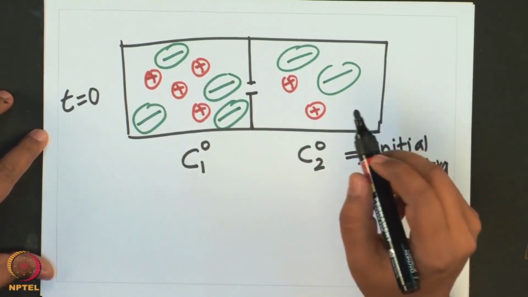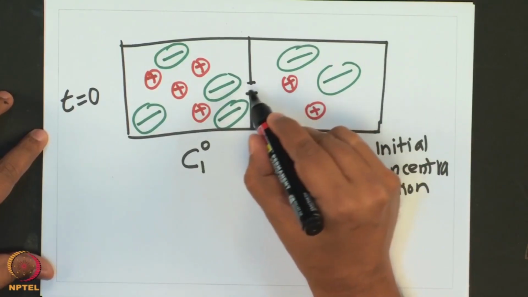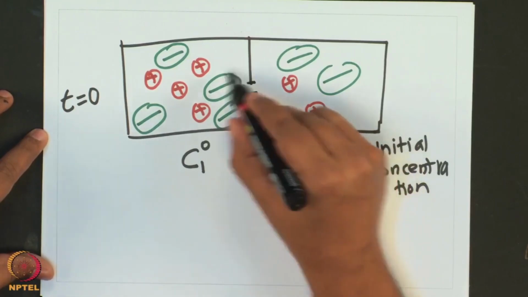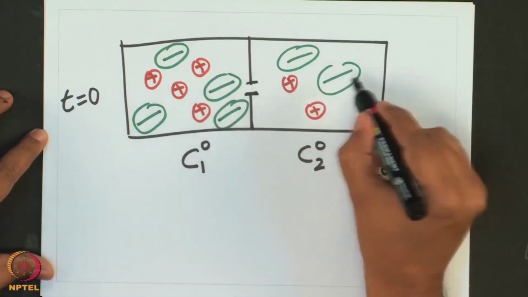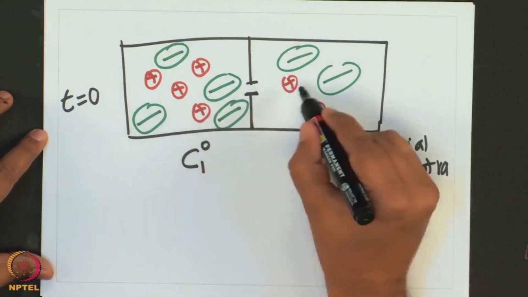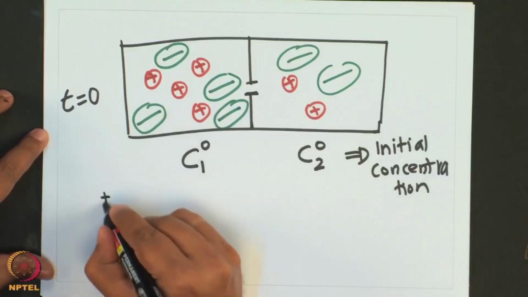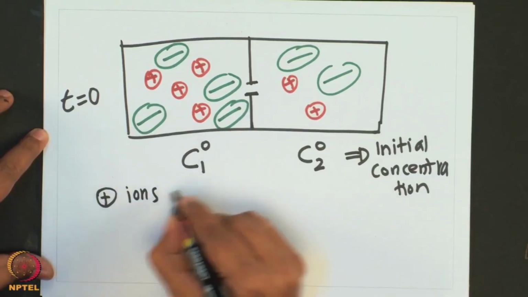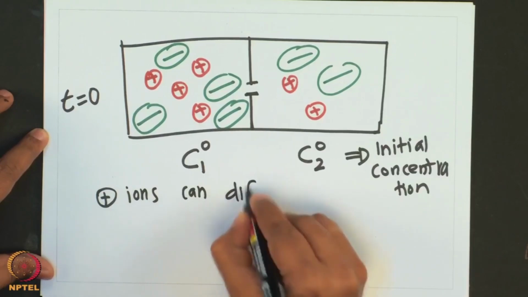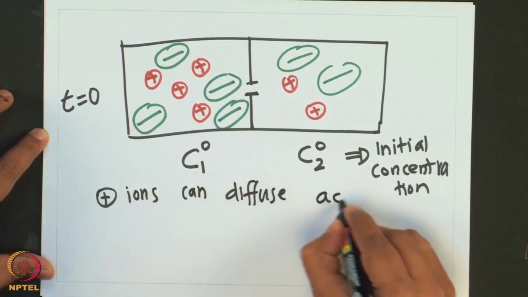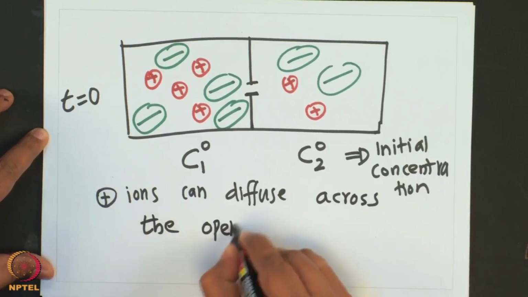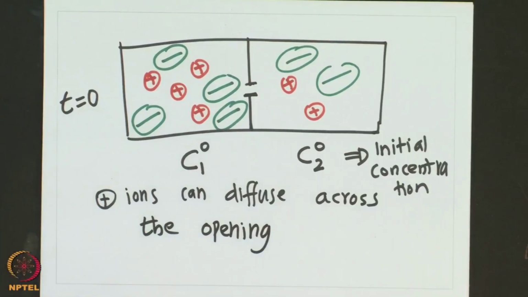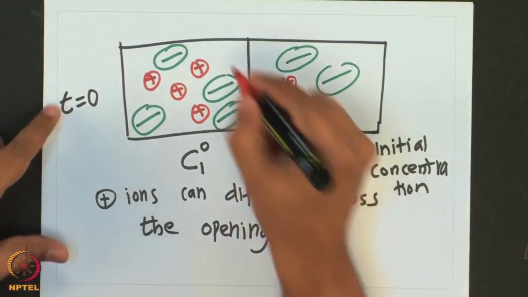Now, there is a small opening here through which only the plus ion can diffuse. The minus ions are too big for this opening to diffuse. So, plus ions can diffuse across the opening. Only plus ions can diffuse.